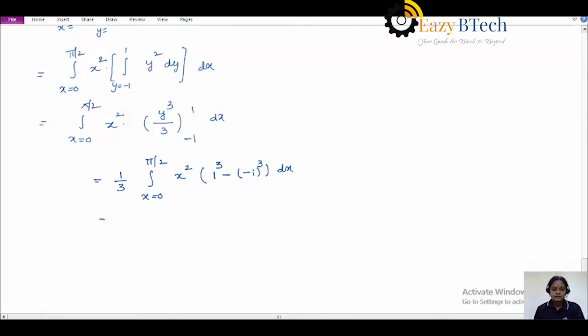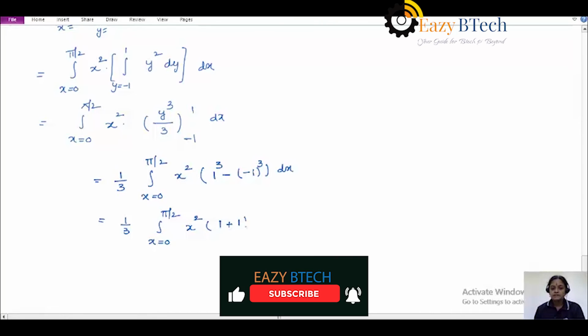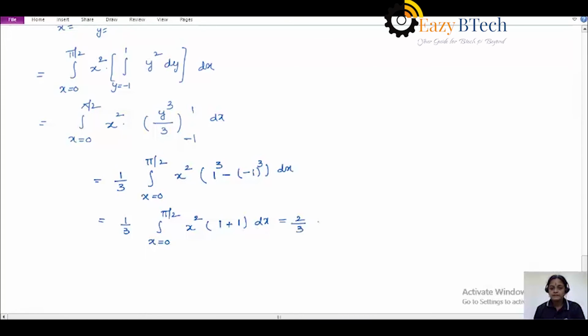Then 1 by 3 integral x is equal to 0 to pi by 2, x square, 1 minus, students, minus 1 whole cubed is minus 1 only. Here 1 minus is there, and again in minus 1 whole cubed, again 1 minus becomes a plus here, dx. So 1 plus 1 is 2, and 2 by 3 as a common, 0 to pi by 2, x square dx. 2 by 3, x square integration is x cubed by 3, 0 to pi by 2.